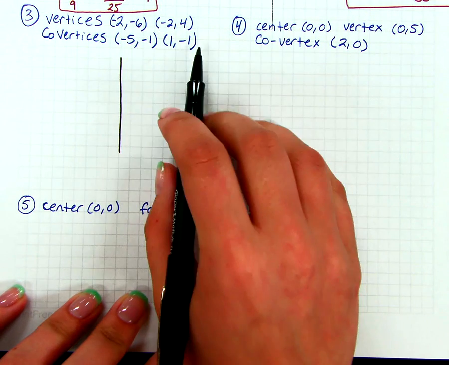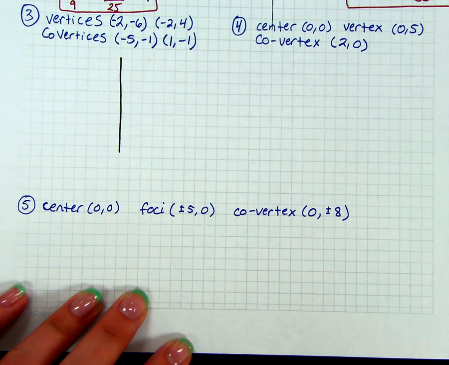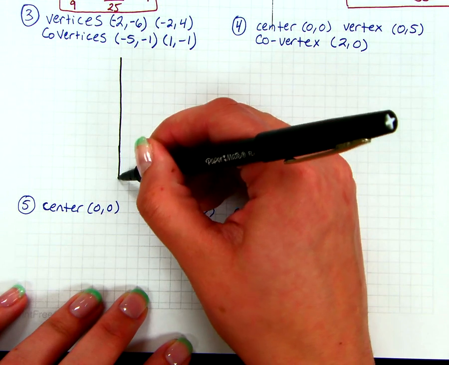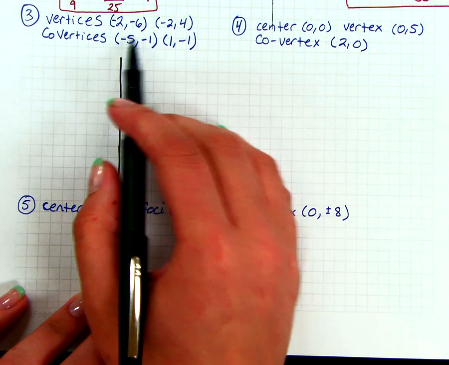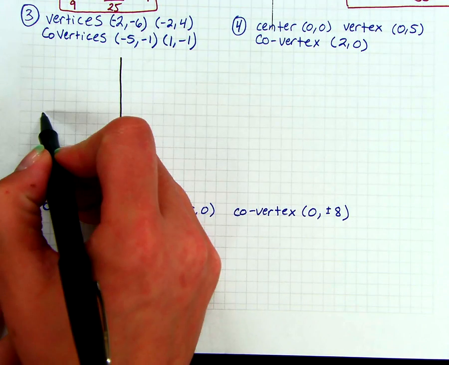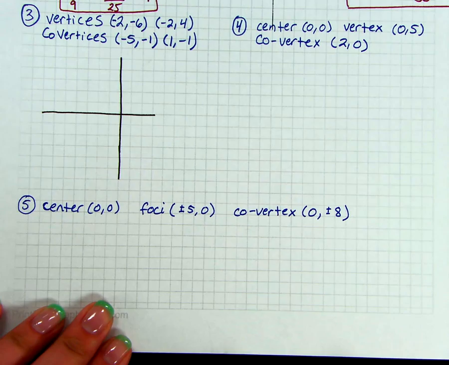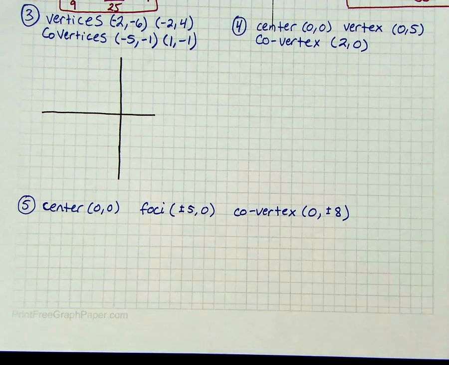So it looks like I'm going to have to go down to at least -6 for the y's and up to at least +4 for the y's. So I'm going to make this fairly big here. And then our x's, we're going to have to go from -5 to 1. So that should be good enough for our graph.